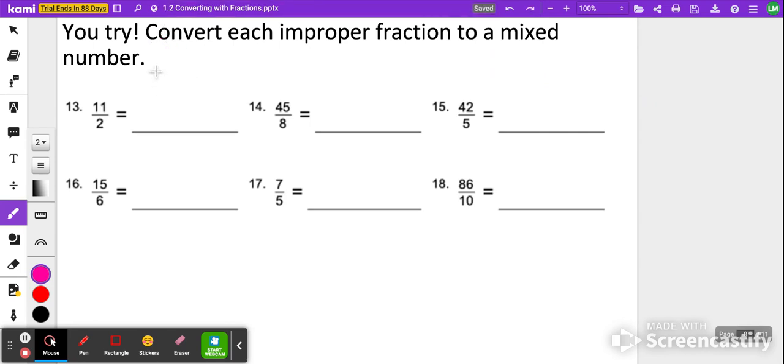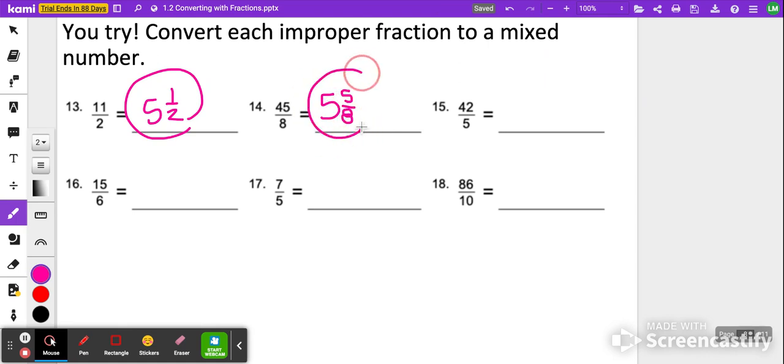All right, let's try it. 11/2 should be 5 1/2. 2 will go into 11 exactly 5 times with 1 left over. 8 will go into 45. We've got that one as 5 times. I know 5 times 8 is 40 with 5 remaining. So 5 5/8 for number 14. 5 will go into 42 8 times with 2 left over. So I have 8 2/5 for number 15.